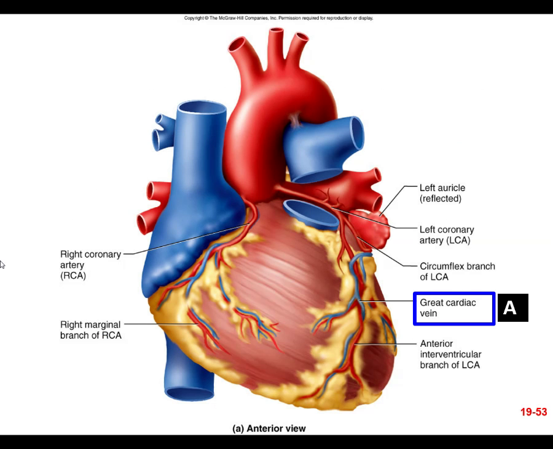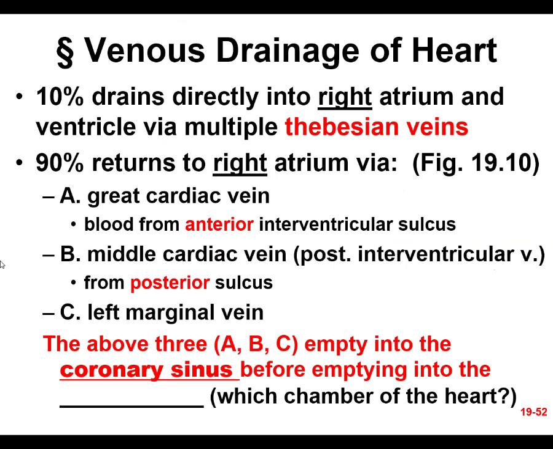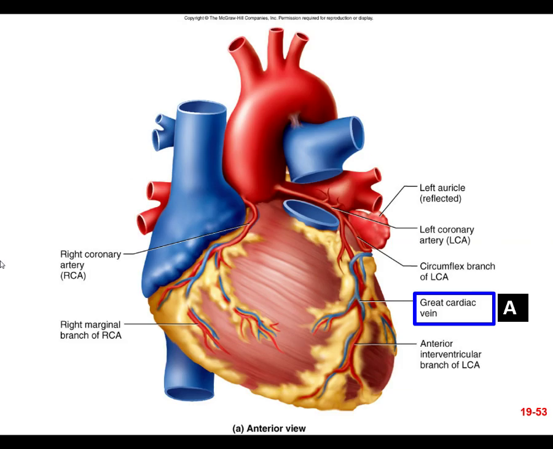So now you can see where all those vessels are. What was the last one? The middle cardiac vein, and then the left marginal vein. So see, there's your right marginal vein, the right coronary artery. Then you have the anterior interventricular branch of the left coronary artery, and the great cardiac vein. You can see it's the largest vein running through there.